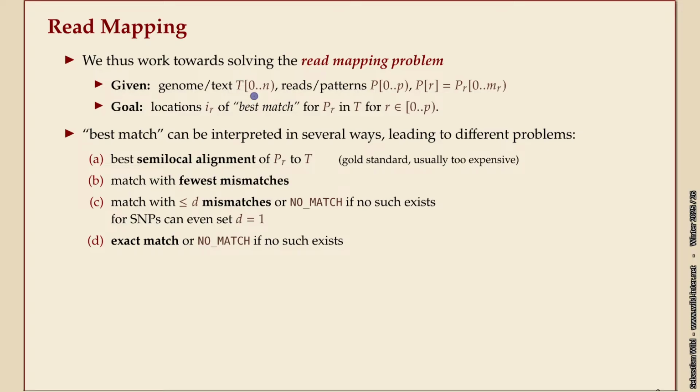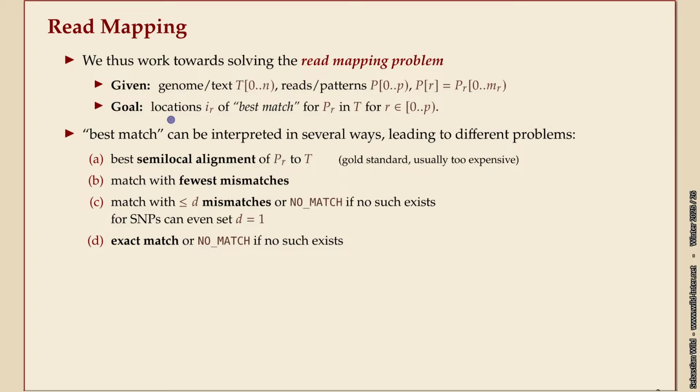The text is of length n, and the patterns are of length m_r, so they could be different lengths. We typically think of these as being much, much shorter than n. Remember, n is 3 billion, m might be 200. But the number of reads, the little p, this might also be big. That was 200 million in the human genome example. I'll write P as the vector, an array of all the patterns, and each of the patterns itself is a vector or an array of characters, of nucleotides in our case. So to have a bit more convenient notation, P_r is one pattern and P is the collection of all patterns.